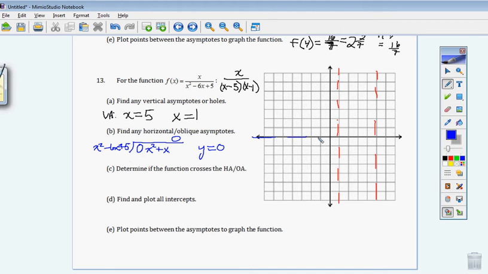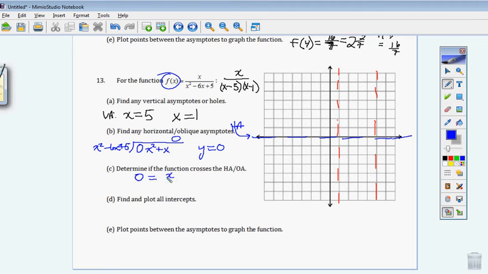So I'm going to try to indicate that right here. Kind of hard to see, but there's my horizontal asymptote. Okay, how do I know it's a horizontal asymptote? Very simple, it's a horizontal line. Oblique asymptotes are slanted. All right, so let's determine if the function crosses the horizontal or oblique asymptote. If it does, the ordered pair will have a y value of 0. So I'm going to put that 0 right into here, in for my y value.